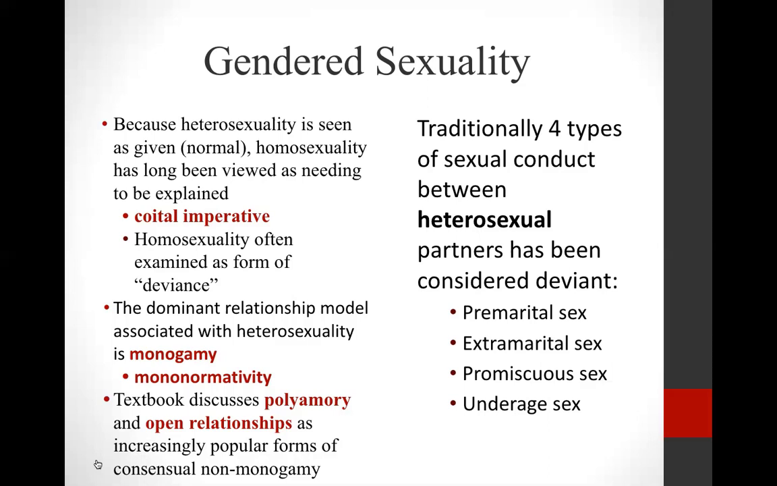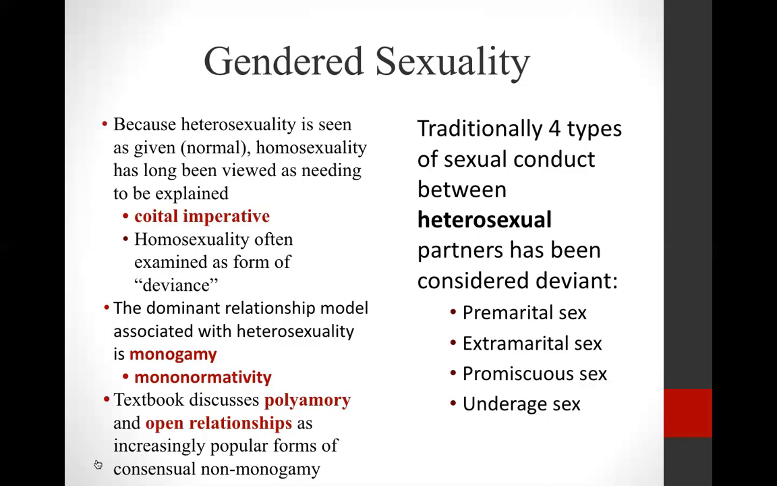Going beyond those concepts, what other types of sexual conduct between heterosexual partners has been considered deviant? Traditionally, there's been four types: premarital sex, which is sex before marriage; extramarital sex, which is a fancy way of saying adultery or cheating. So you're married and you're having sex with someone who is not your spouse. Promiscuous sex, which of course is very subjective, right? But it's the idea that you're having sex with too many partners, too many people. And then finally, underage sex, once again, a kind of subjective element there, right?